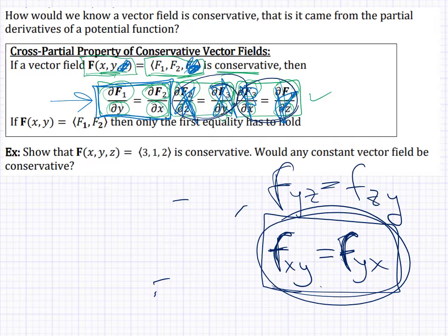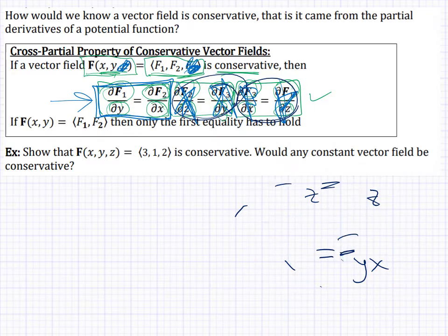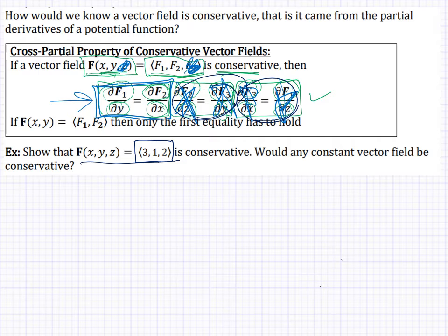All right, so here's an example. Let's get rid of all this. This is a vector field right here. It's a constant vector field because all the components of the vector field are constants. Is it conservative? Okay. Show that it is conservative. Well, here's F1, here's F2, and here is F3.